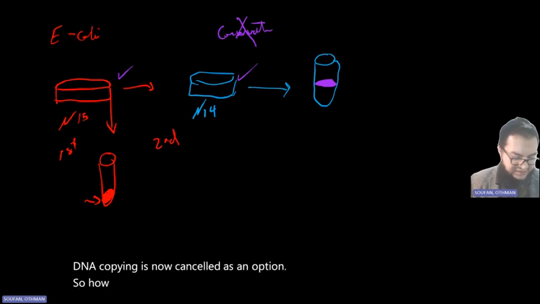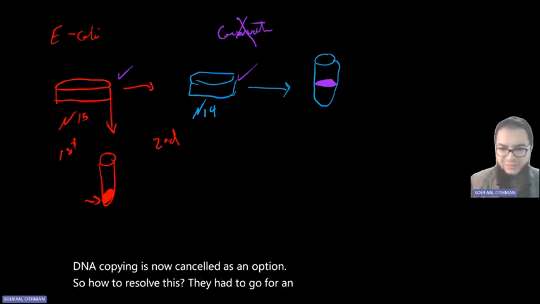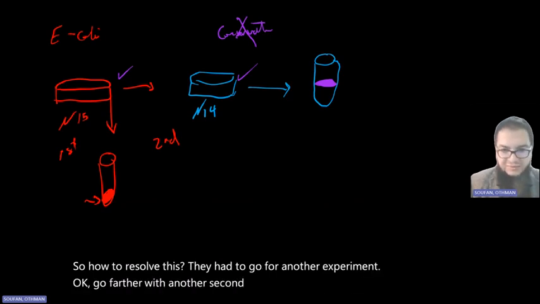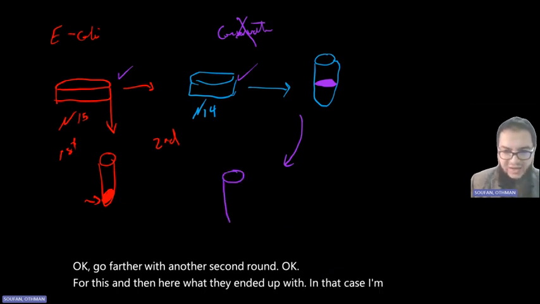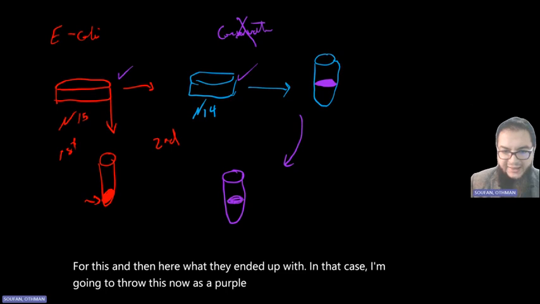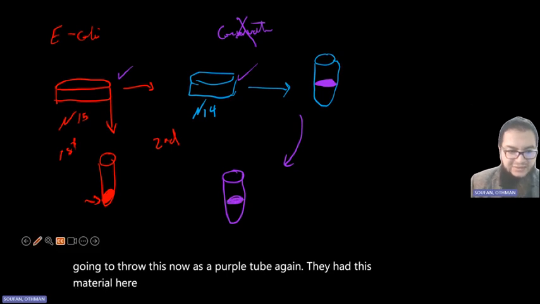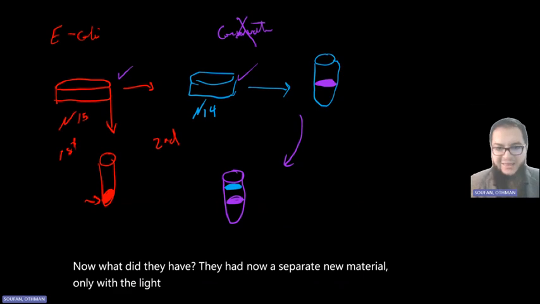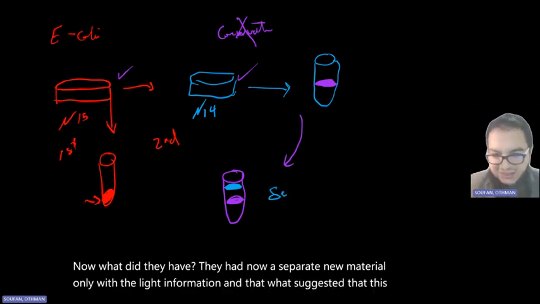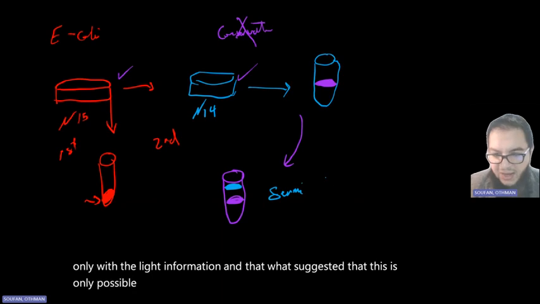So how to resolve this? They had to go for another experiment, okay? Go further with another round for this. And here, what they ended up with in that case, I'm going to draw this now as a purple tube. Again, they had this material here, but guess what? Now, what did they have? They had now a separate new material only with the light information. And that's what suggested that this is only possible with the semi-conservative, okay?